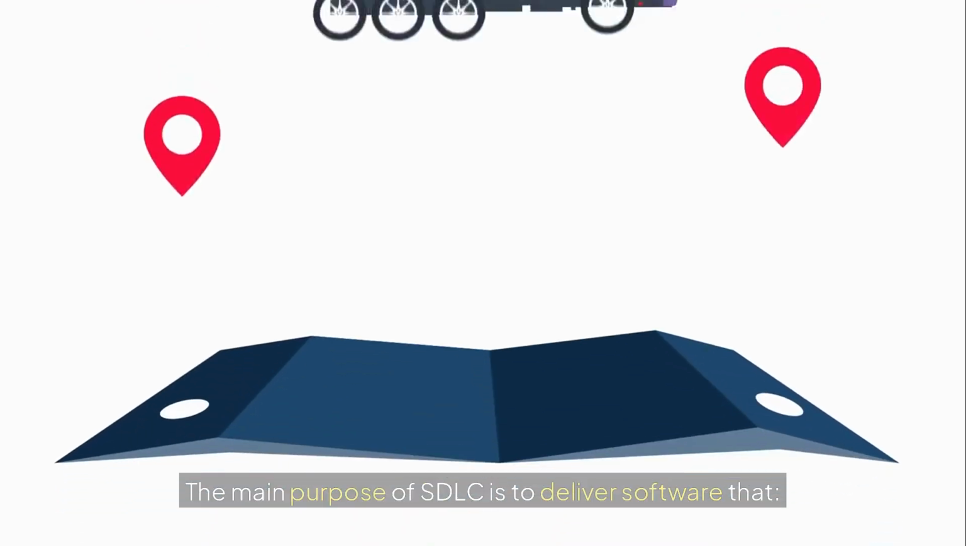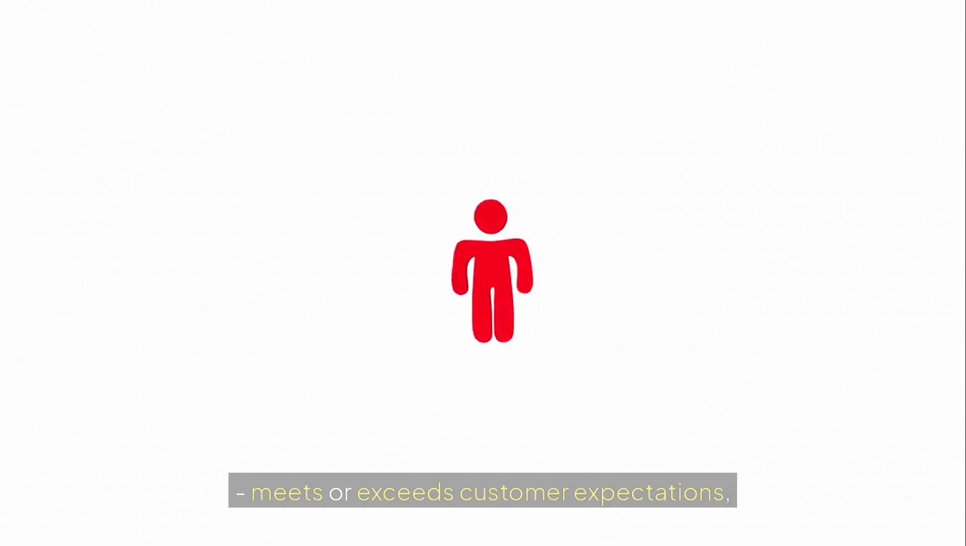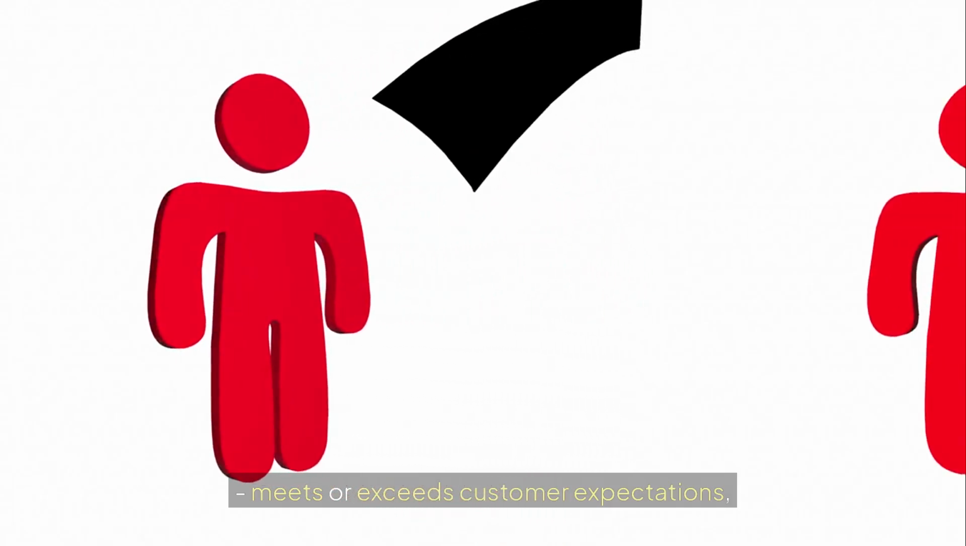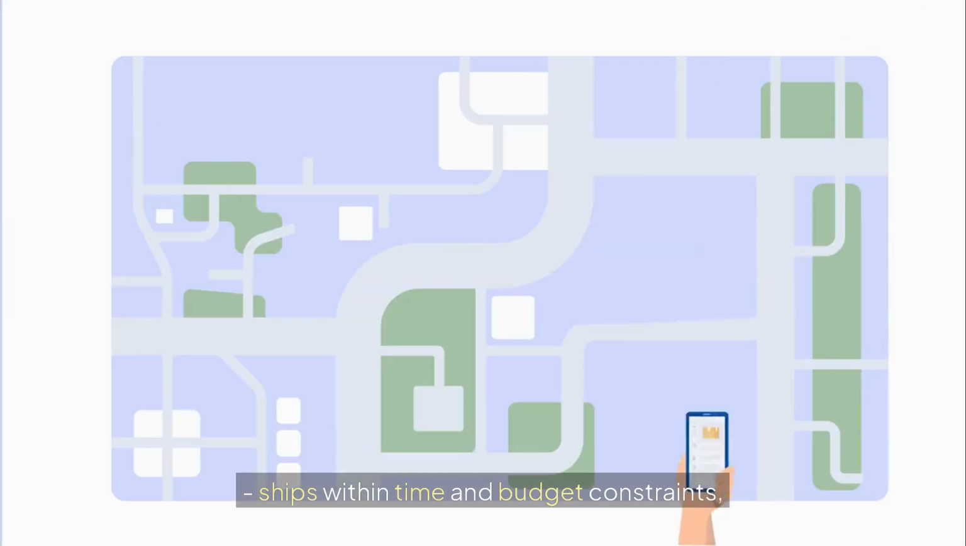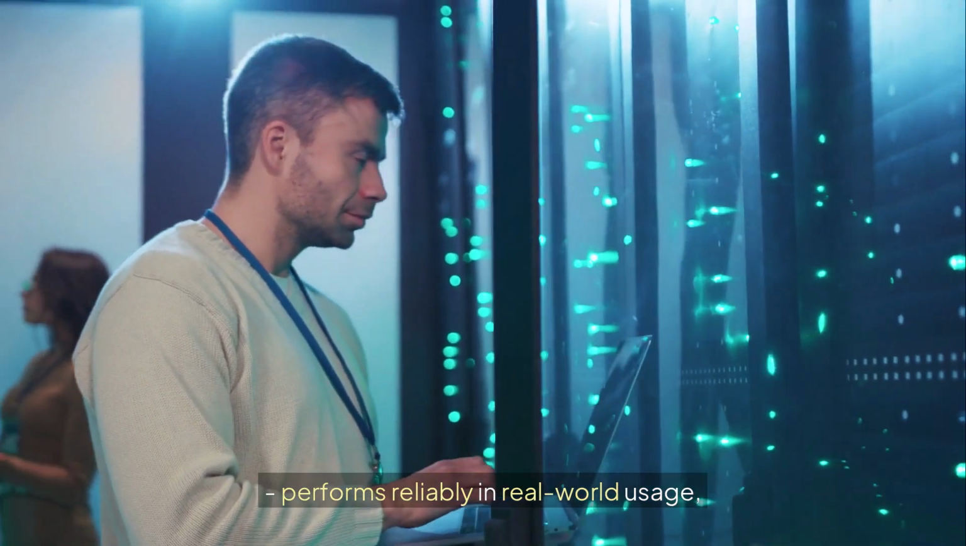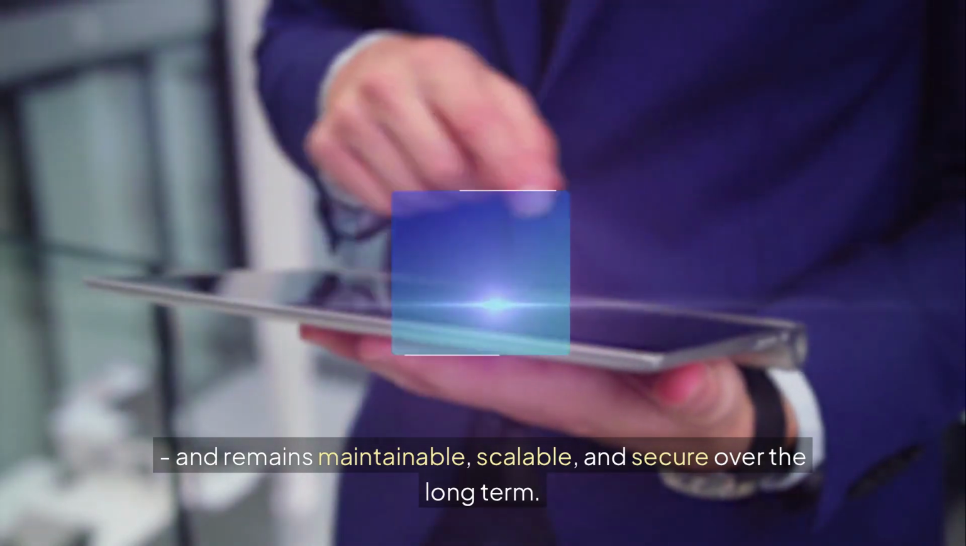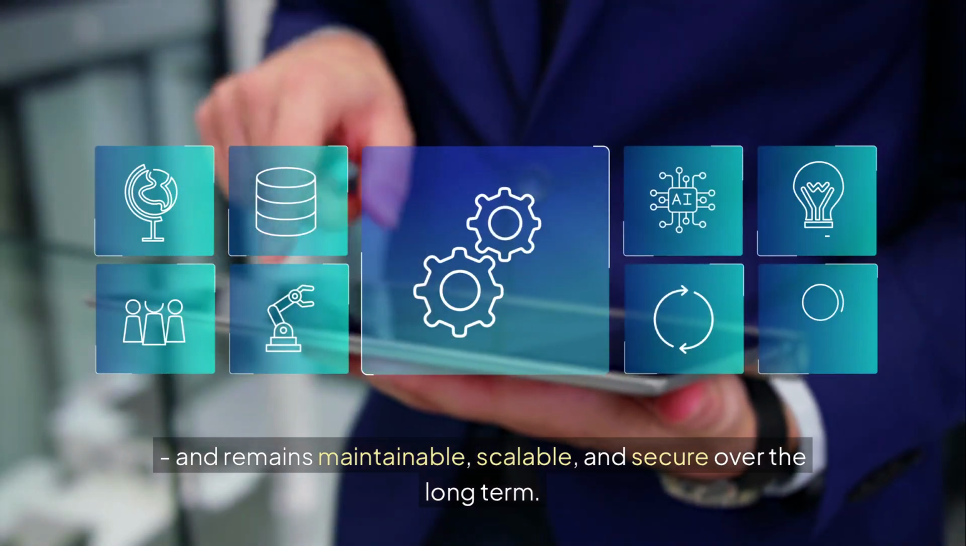The goal of SDLC, the main purpose of SDLC, is to deliver software that meets or exceeds customer expectations, ships within time and budget constraints, performs reliably in real-world usage, and remains maintainable, scalable, and secure over the long term.